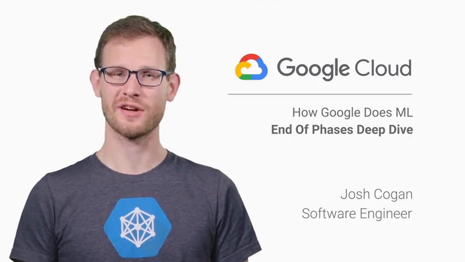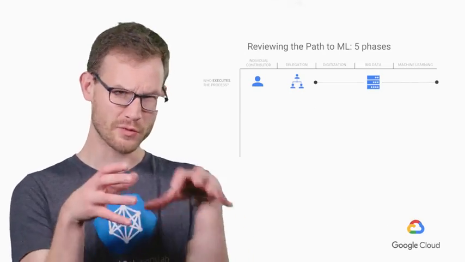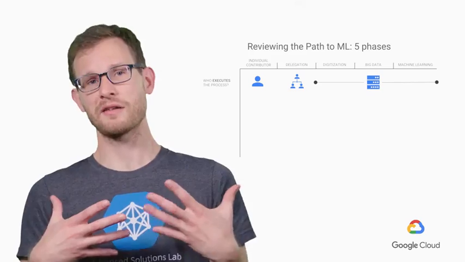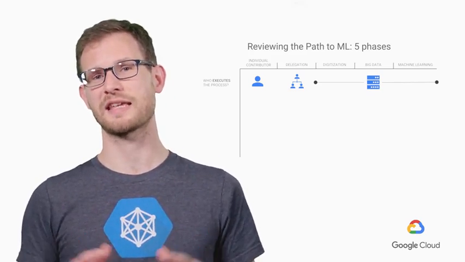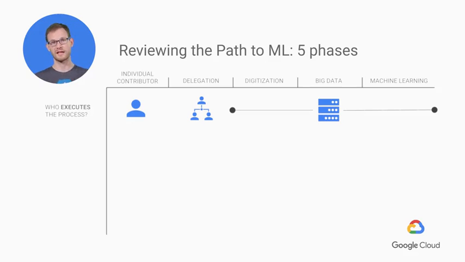In this section, we're going to summarize the 5 phases in the path to ML. In the last section, we talked about each of these phases in more detail, but now what I want to do is zoom out, rotate the issue on its side, and give you a different view of all that same content. These 5 phases are individual contributor, delegation, digitization, big data, machine learning.